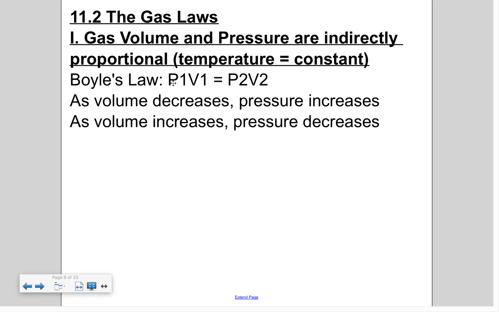And it's represented by the equation pressure 1, volume 1 equals pressure 2, volume 2. And it's basically multiplying these two together, and it should equal the products of these two. So if my volume decreases, I should see a rise in my pressure. If my volume increases, my pressure is going to decrease. So they're inversely or indirectly proportional to each other.